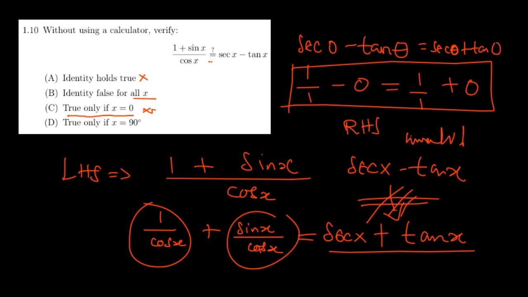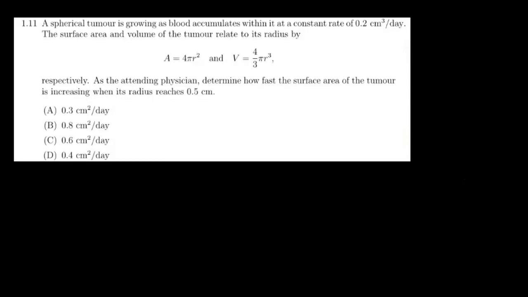Alright, and then question 11, they're saying a spherical tumor is growing as blood accumulates within it at a constant rate of 0.2 cubic centimeters per day. So this cubic centimeters per day simply means that's my dV dt, because this is the volume and this is the time. So dV dt is 0.2.